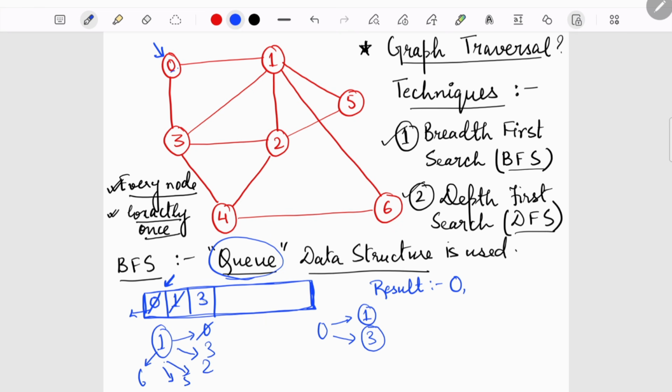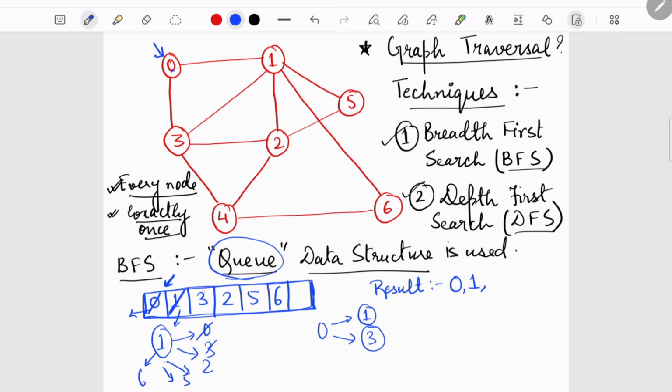Now see, 3 is already there in the queue, so again we are not going to insert 3 here. But for the remaining ones, we are going to insert them. So let's insert 2 followed by 5 followed by 6. And as 1 is visited now and the nodes adjacent to 1 are inserted into the queue, this node leaves the queue and we simply store it in the result section.